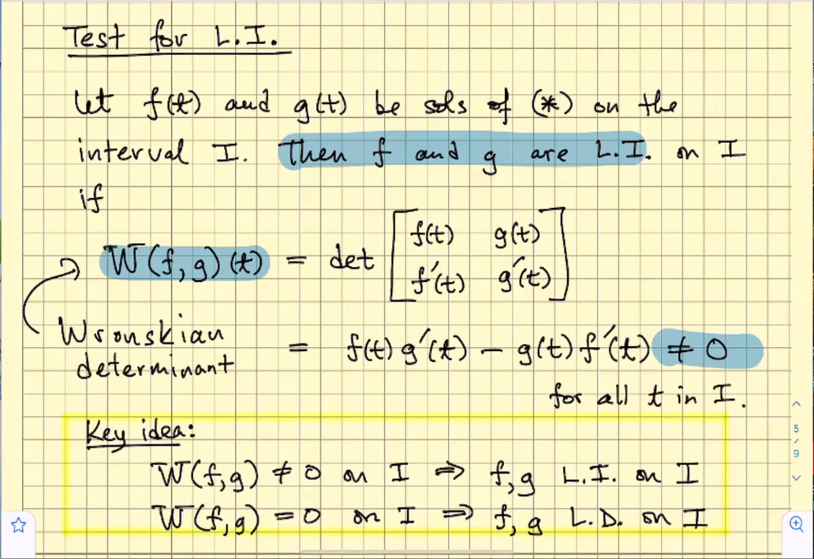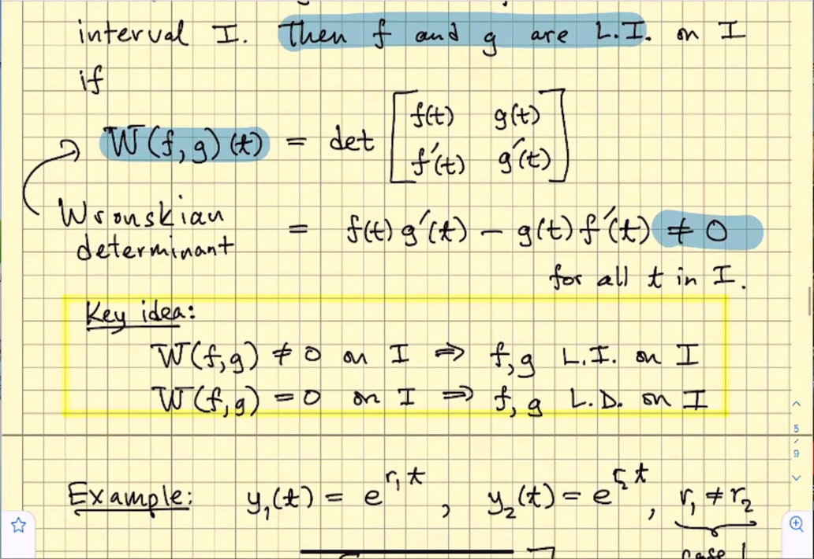And remember how you take the determinant of a 2 by 2 matrix from Cal 2 or Cal 3. It's just upper left times lower right minus upper right times lower left. So the determinant of this 2 by 2 matrix is f times g prime minus g times f prime. And our test for linear independence is, if we have two solutions here, they're linearly independent if you compute their Wronskian and it's not 0. So the Wronskian not being 0 means your functions are linearly independent.